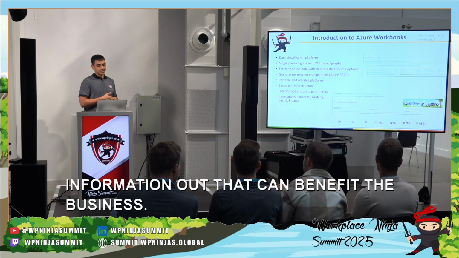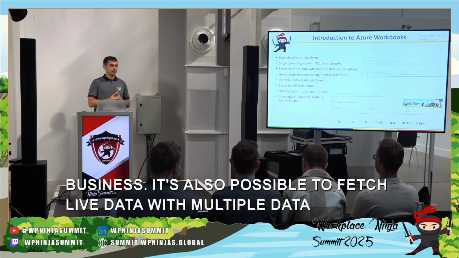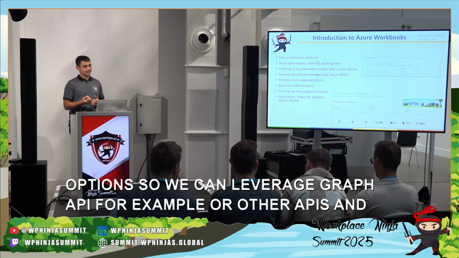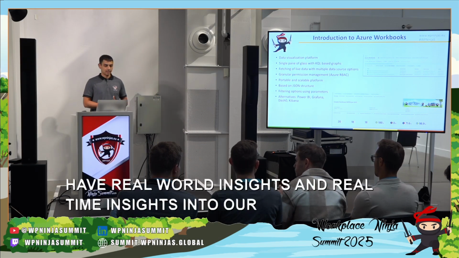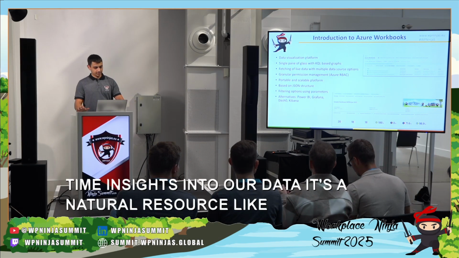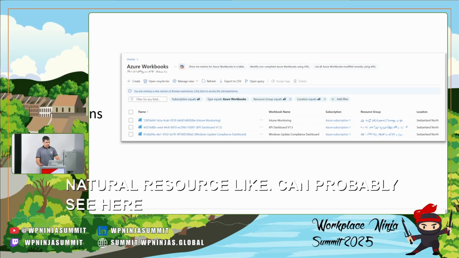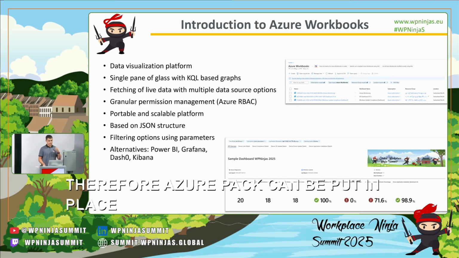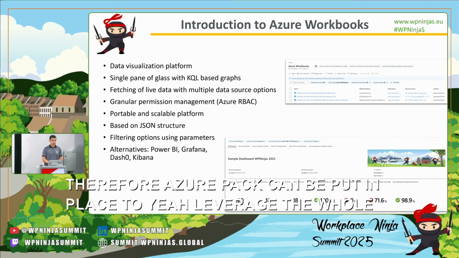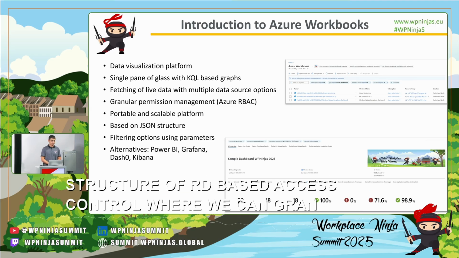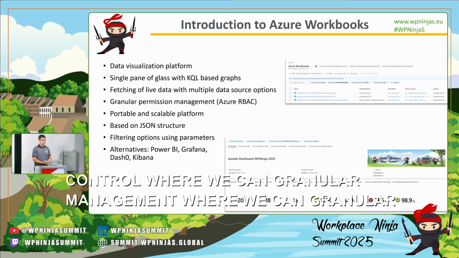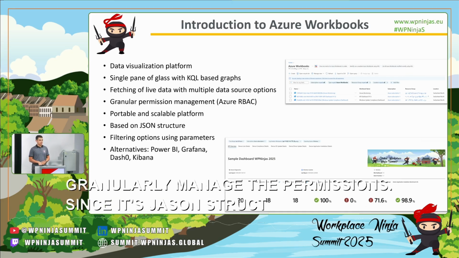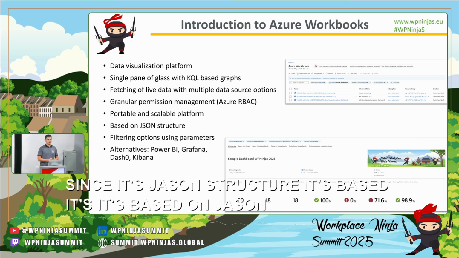It's also possible to fetch live data with multiple data sourcing options, so we can leverage Graph API, for example, or other APIs, and have real-time insights into our data. It's an Azure resource, like you can probably see here on the right side. Therefore, Azure RBAC can be put in place to leverage the whole structure of role-based access control, where we can granularly manage the permissions. Since it's based on JSON, it's a very portable and scalable platform.